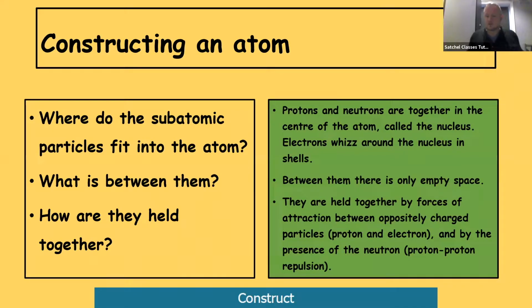But as a general idea, the most accepted model is that the protons and neutrons are together in the center of the atom in a place called the nucleus. The electrons whiz around the nucleus in shells at discrete levels or energy levels away from the nucleus. Between the nucleus and the electrons, there's nothing really but empty space. And the electrons are whizzing around in those shells. They don't fly off because there is a force of attraction between the oppositely charged particles, the protons and the electrons, and by the presence of neutrons, which are there to prevent the protons repelling each other in the nucleus.